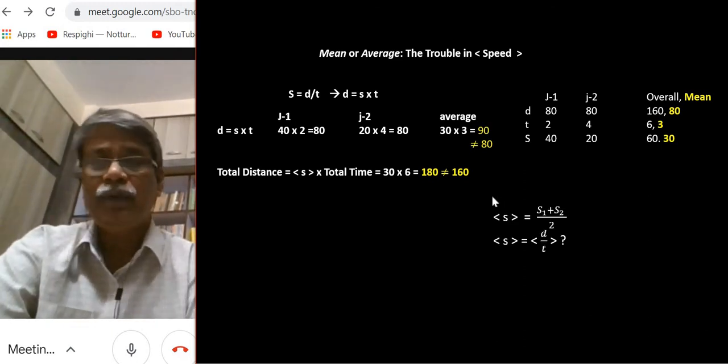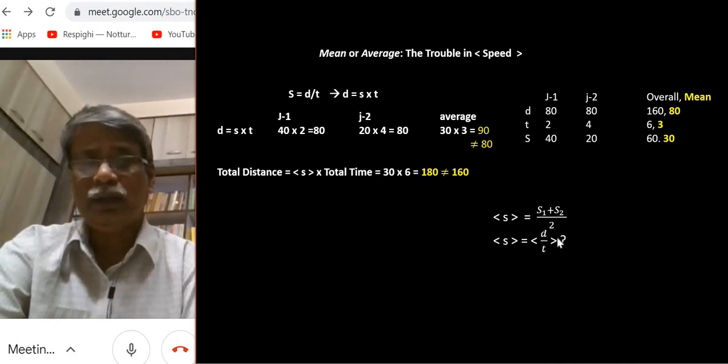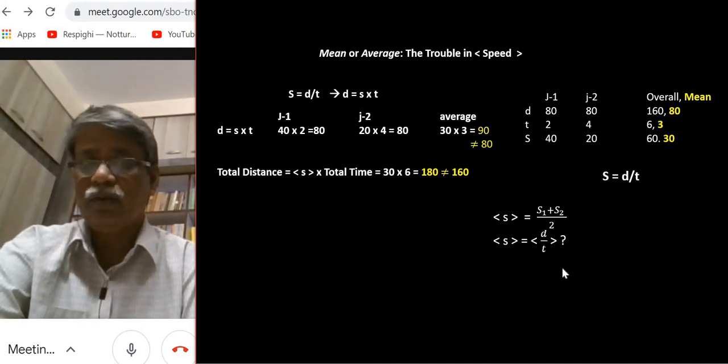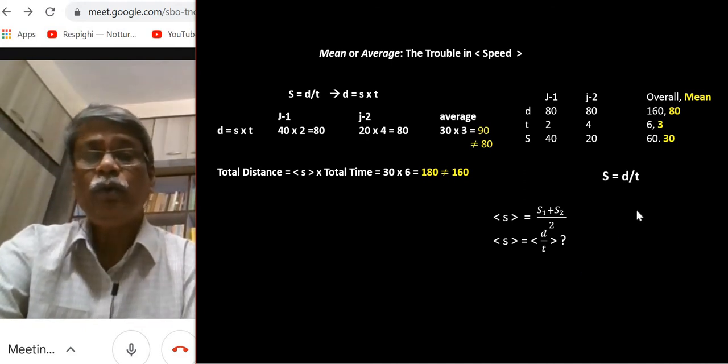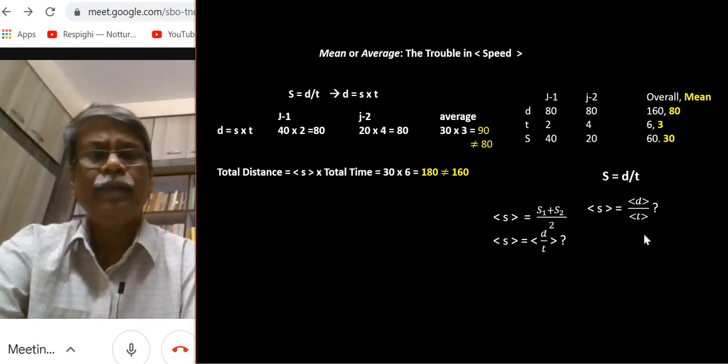Is it in our definition that the average is S1 plus S2 by 2, or the other way, D by T average? Maybe it is that definition that is wrong. So why not we try some other way, that S is D by T, so S average is D average by T average. Let us play with that. So D average by T average. Now you just take D average from here and T average from here.